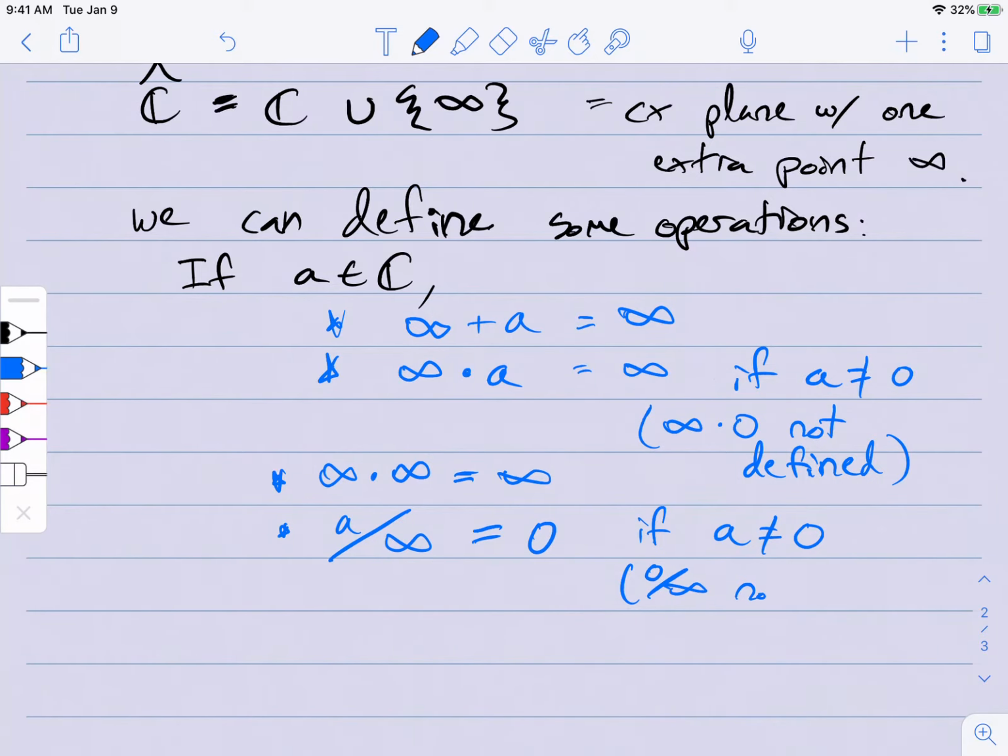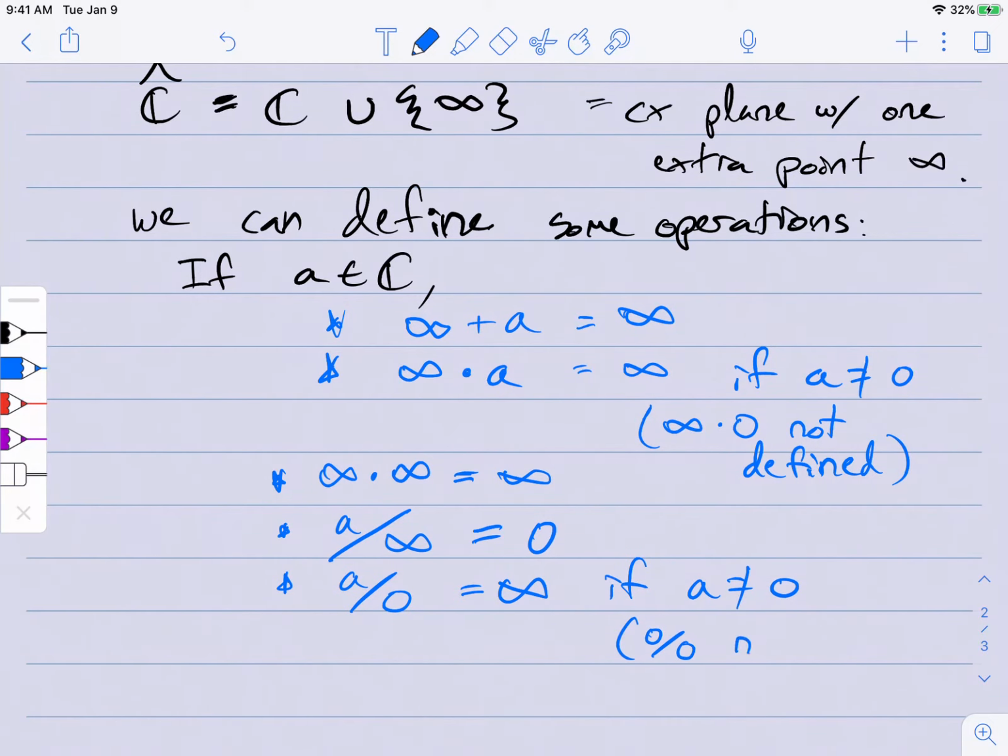No, sorry, that's okay. 0 divided by infinity, of course, that should still be 0. The other one is a divided by 0, so that's equal to infinity, but only if a is non-zero. As we know, 0 divided by 0 is not defined.